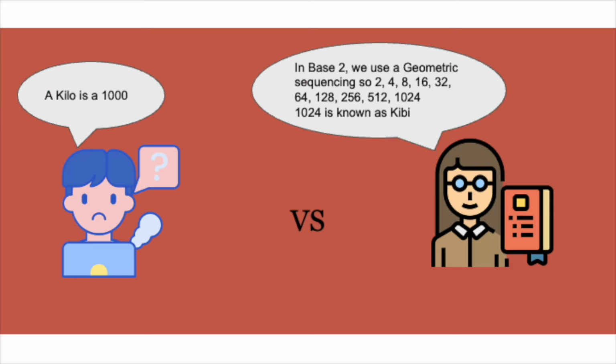So the amateur says, okay, well, I think that 1,000 is a kilo, and that's a kilobyte. And the expert says, well, in base 2, we use something called geometric sequencing. So we go up in 2, 4, 8, 16, 32, 64, 128, 256, and so on, until we reach 1024. And that is known as a kibi, 2 to the power of 10.